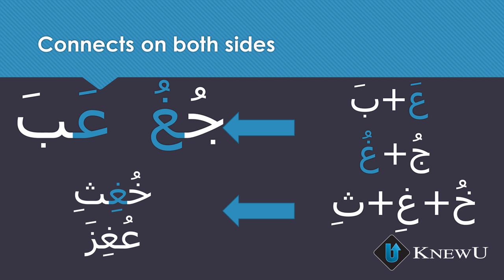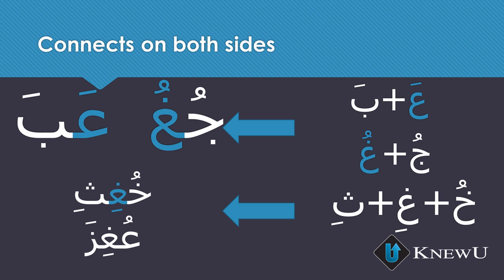You're closing it much more and blowing harder. Okay, so it's kha, dhamma, khu, ghain, kasra, ghi, khughi, ta, kasra, thi, khughithi.